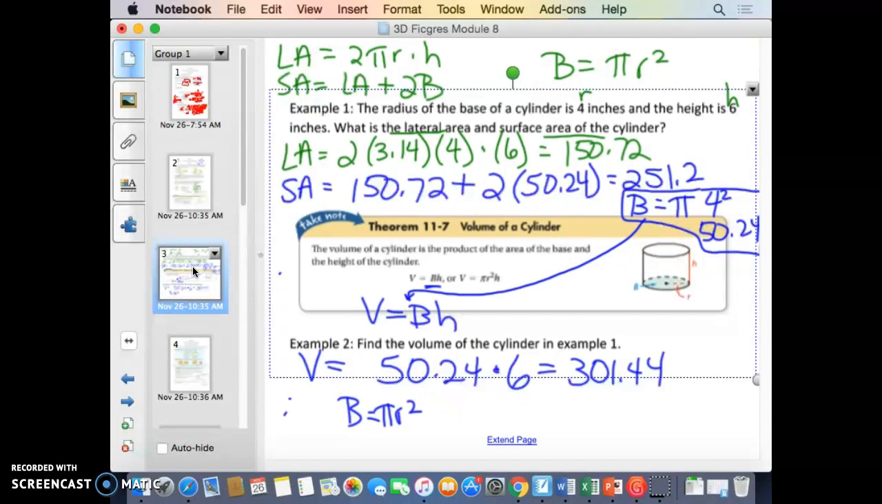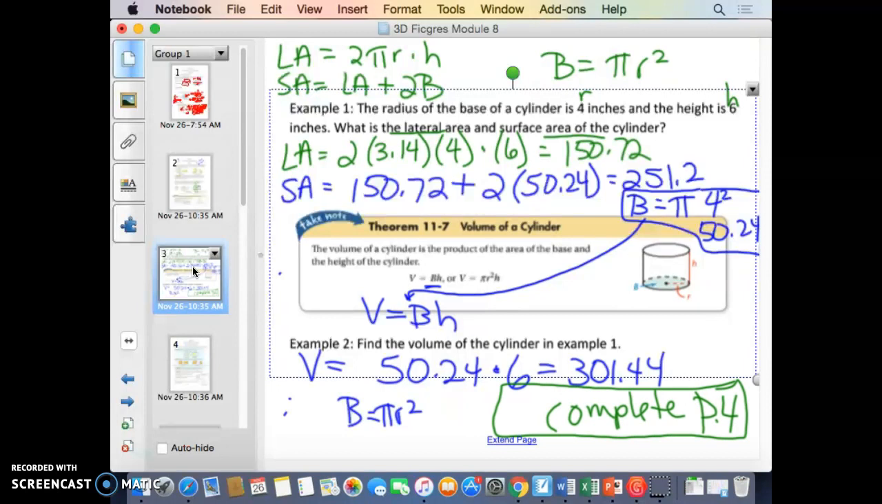All right, so those are the examples I'm going to do with you. Please note that for number 5, you should notice that they've given you a diameter, not a radius. So make sure you notice that. Complete page 4. All right, let's move forward.